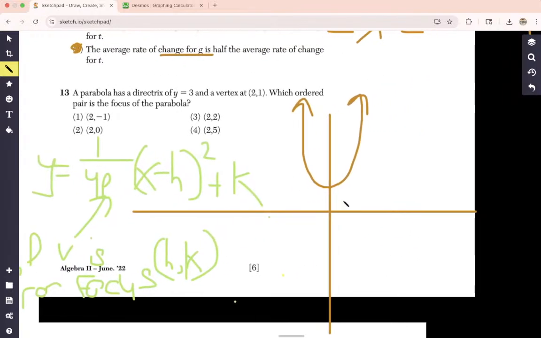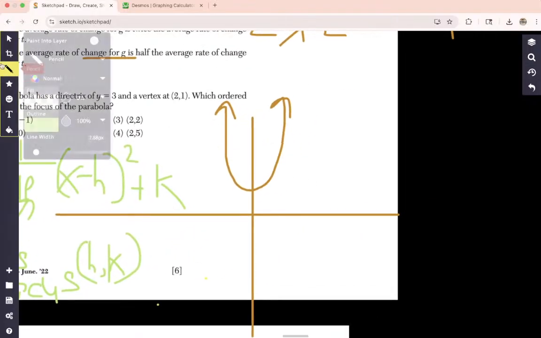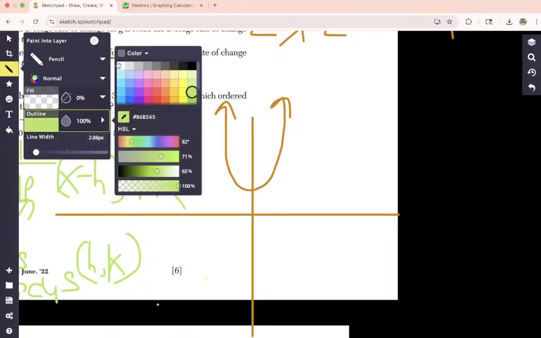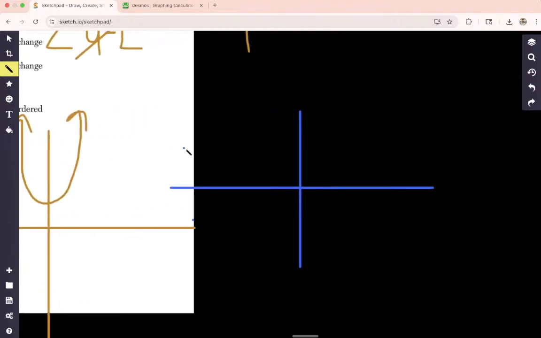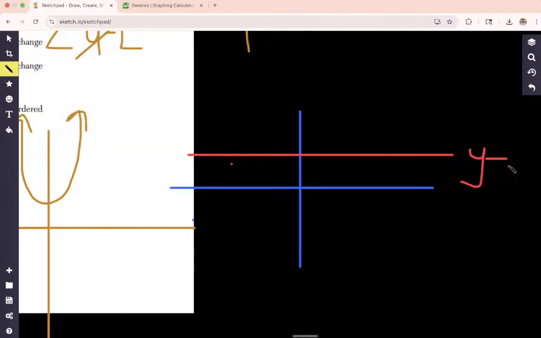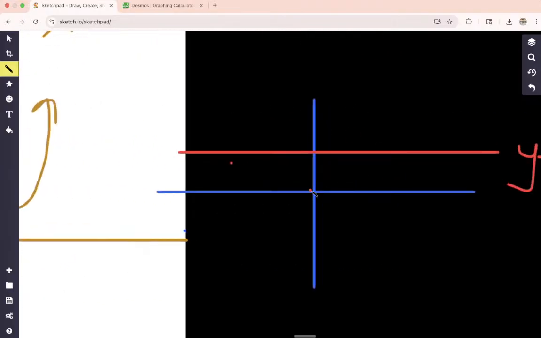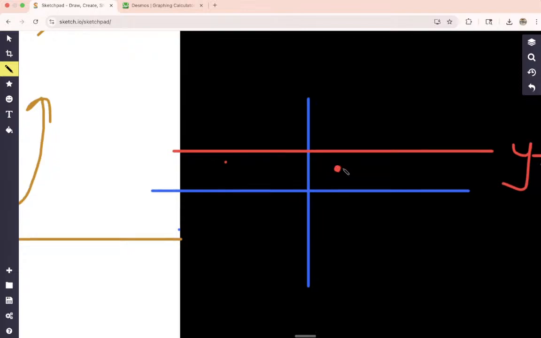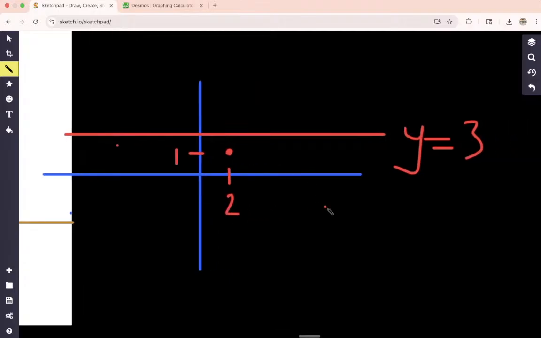But basically, if I were to draw out this diagram, we have a directrix at y is equal to 3 and a vertex at (2, 1). So I'm going to make a new diagram. It's going to have a directrix at y is equal to 3, and then a vertex at (2, 1). So 1, 2, and then 1. So this right over here is (2, 1). This is my vertex for the parabola.